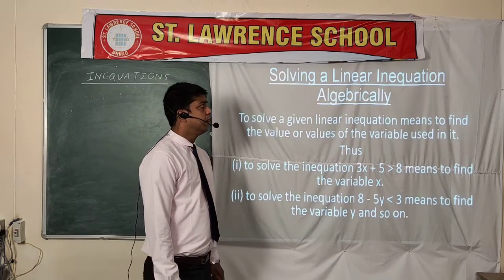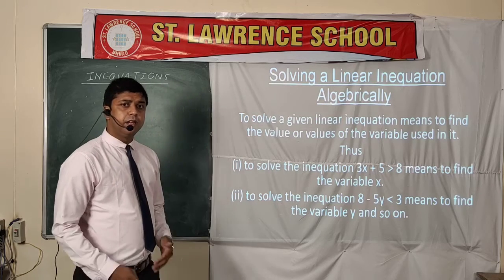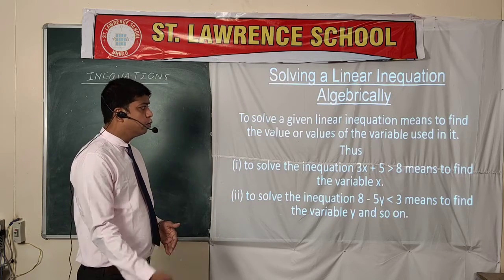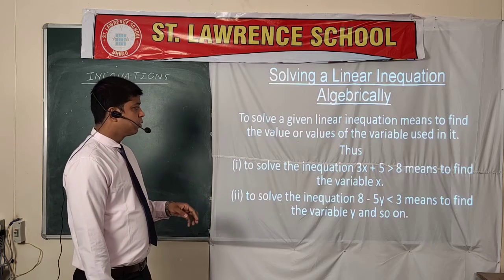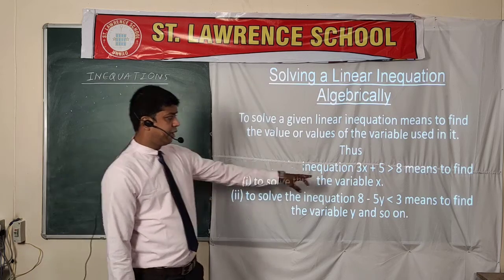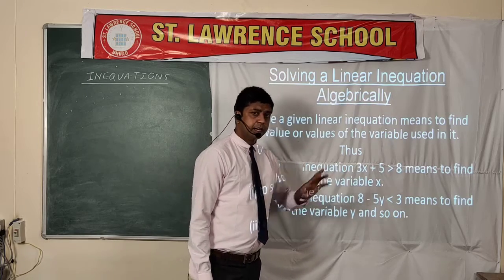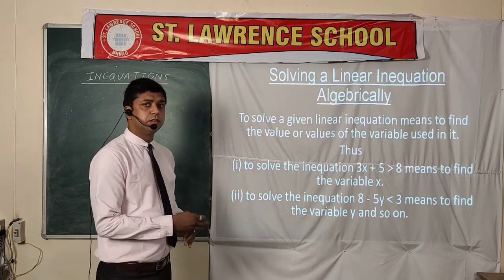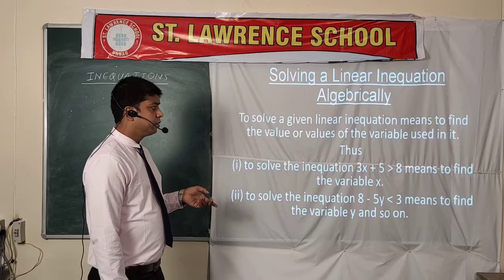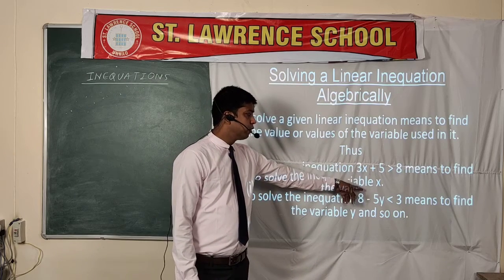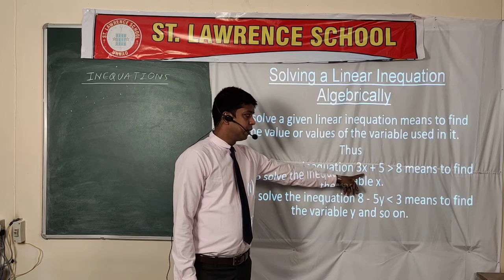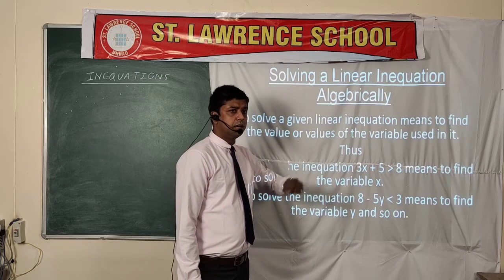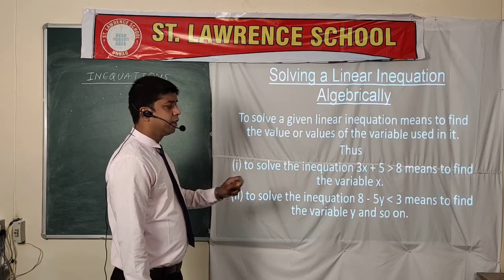How to solve a linear inequation? There are many steps, many rules to solve the inequation. First of all, you must know, suppose any inequation is given: 3x plus 5 is greater than 8. So solving this inequation means what? Solving this inequation means you have to find out the value of the variable used here. Here you have used x. You have to find out the value of this variable x. That means you are solving this inequation.